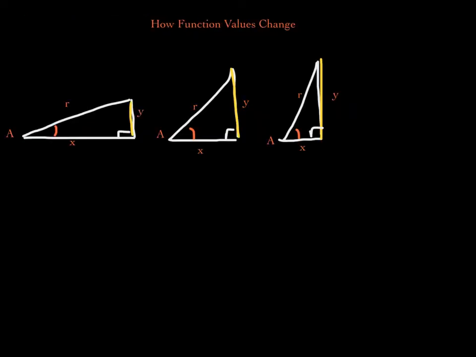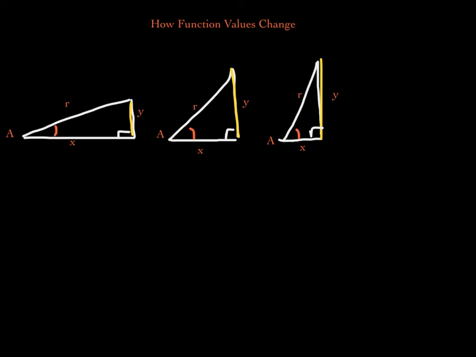All right, let's study how function values change. Here I've shown you 3 different right triangles. From left to right, the length of each hypotenuse is supposed to be the same. So this hypotenuse is supposed to be the same length as this hypotenuse and the same length as this hypotenuse. But what is changing is angle A is increasing in measure. So here's angle A, and then it's getting wider and then even wider.